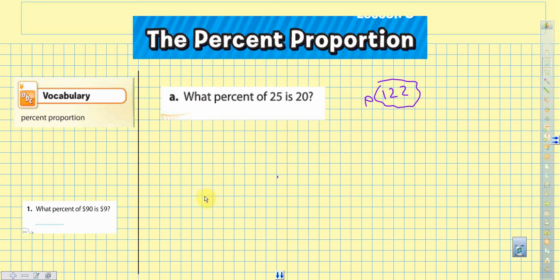Today's lesson is the percent proportion. You can find these problems on page 122 of your textbook. We're going to start out with the vocabulary.